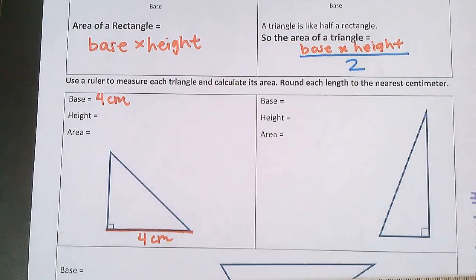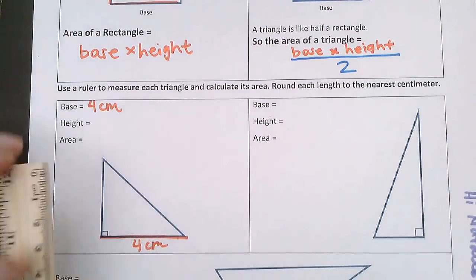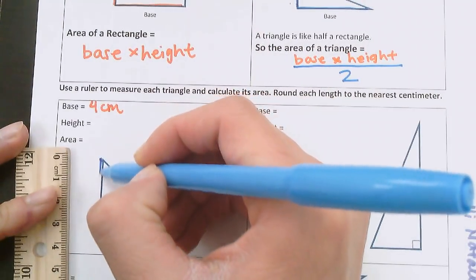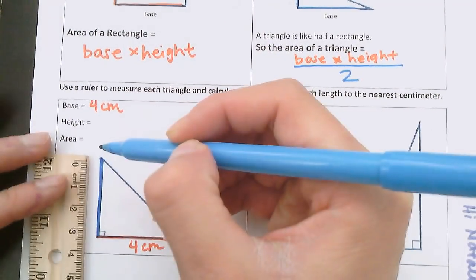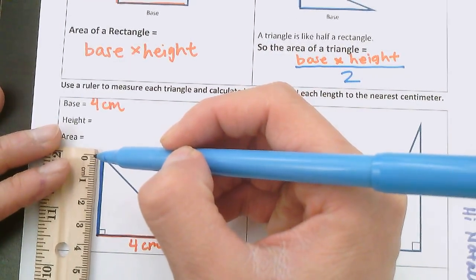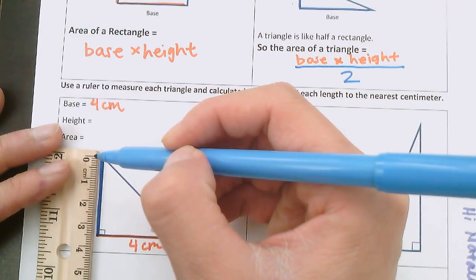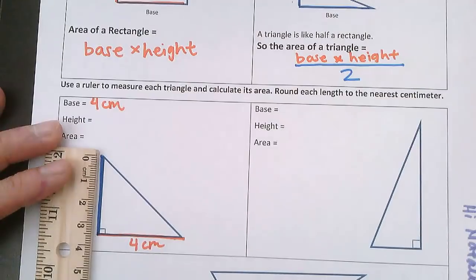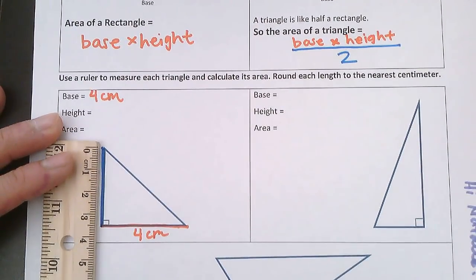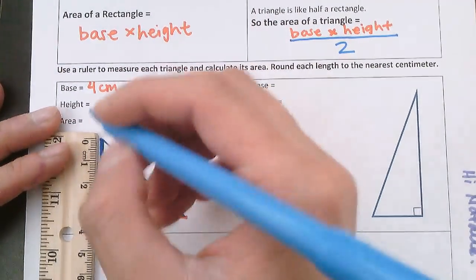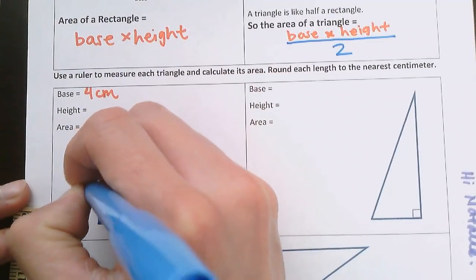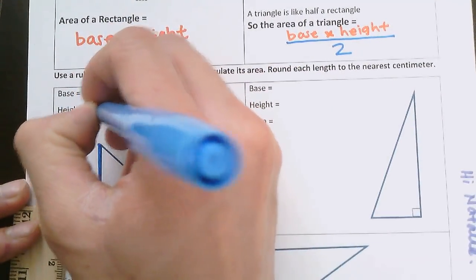The height is how tall the triangle is. Let's check this right here. That's the height right here. That's about a little more than 3.5. So I'm going to round that up to 4. So the height's also 4 centimeters.